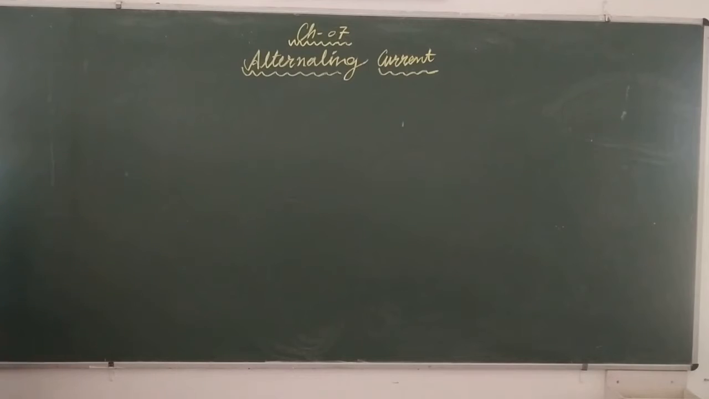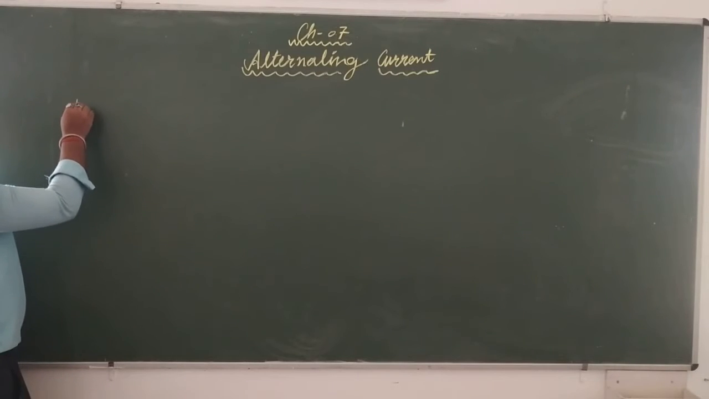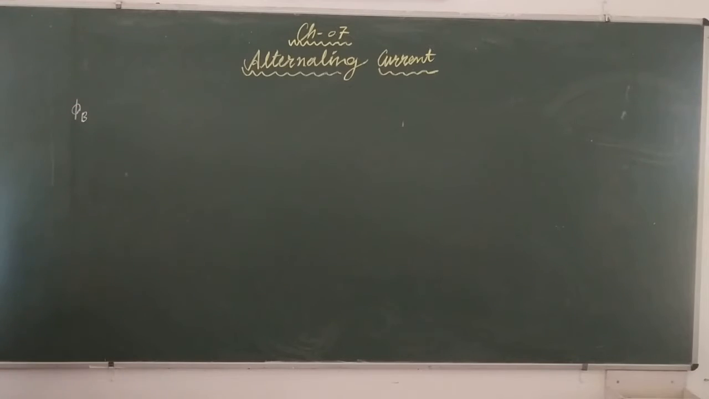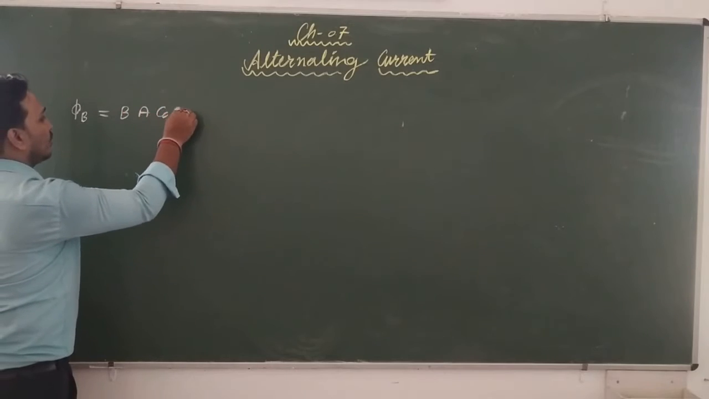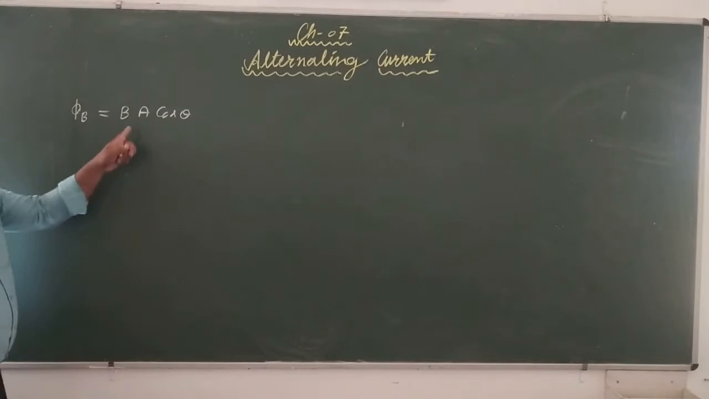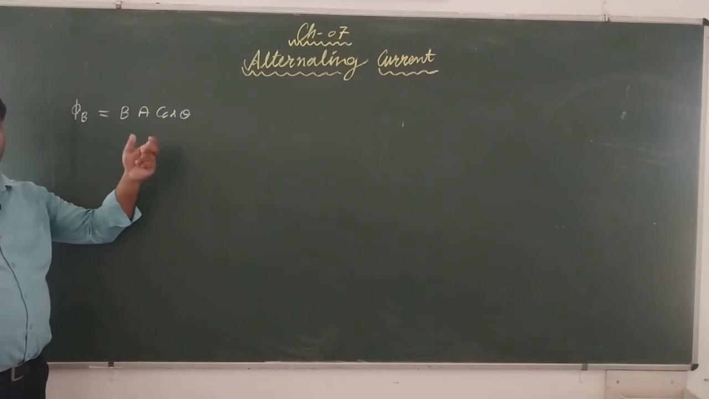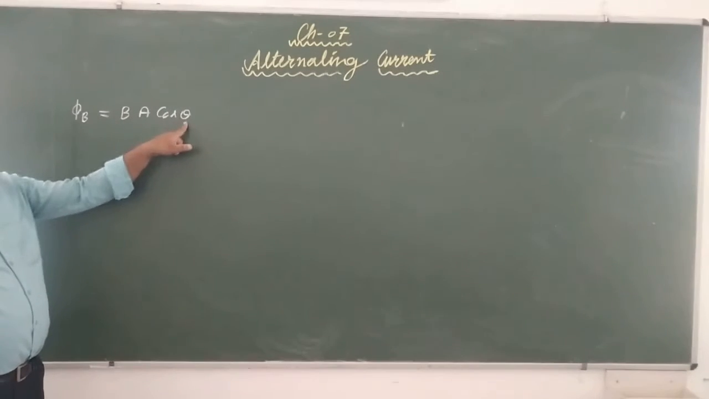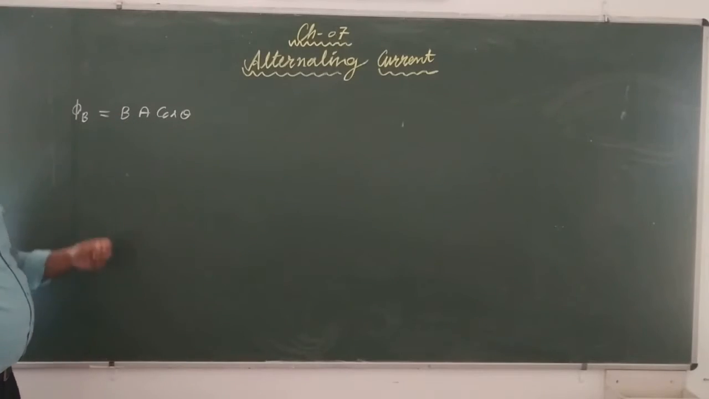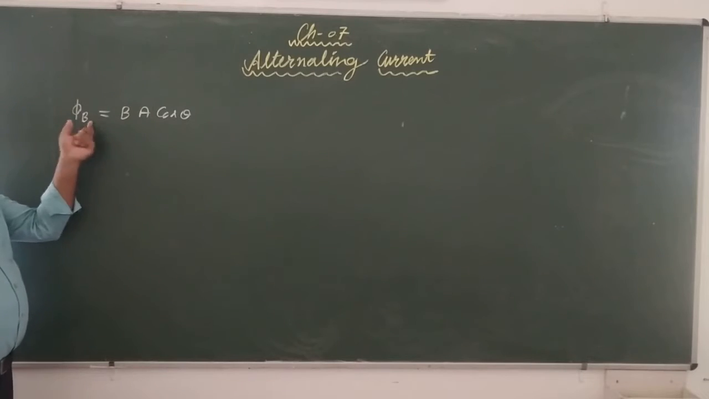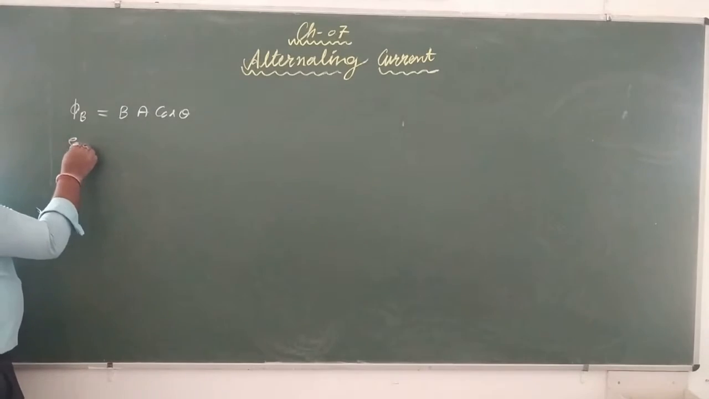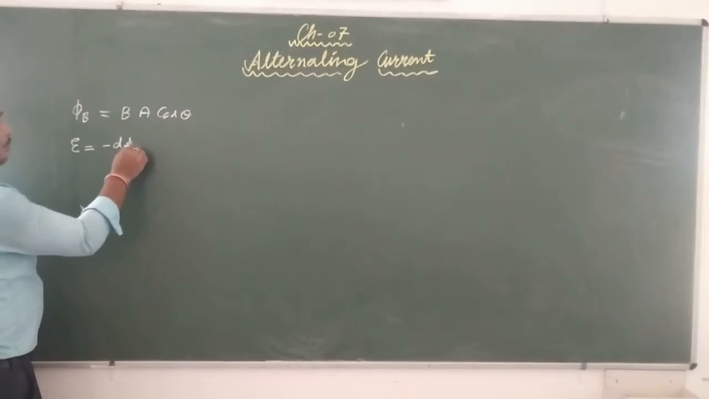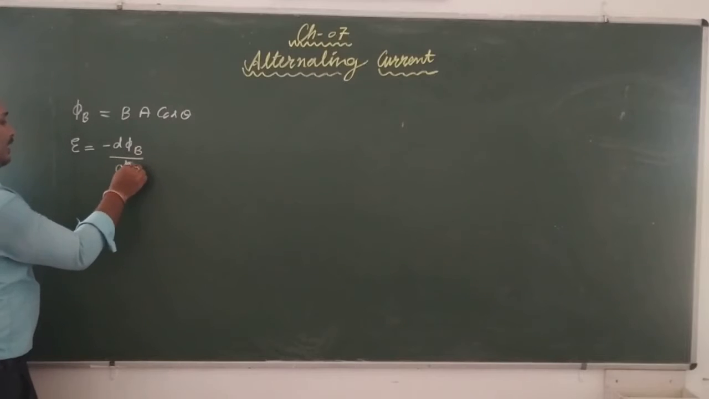What we have learned in electromagnetic induction is that the magnetic flux phi B is given by B A cos theta. What is B? Magnetic field. A is the area of the closed circuit or closed coil, and theta is the angle between the area vector and the magnetic field. So whenever the magnetic flux linked with a closed circuit changes, an EMF is induced, and that EMF is given by minus d phi B by dt.